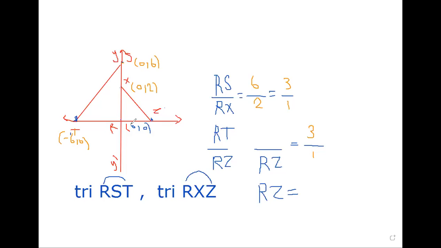Now, what is the length for RT? The length for RT will be 6. Then how will we find the length for RZ? It will be 1 times 6 divided by 3. Then 1 times 6 is 6, divided by 3 equals how many? Equals 2. So point Z should be equal to 2, 0. Thank you.